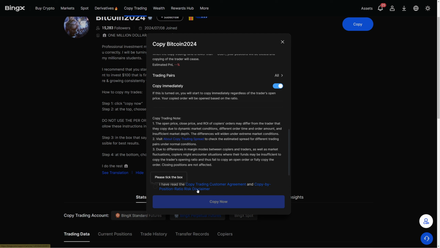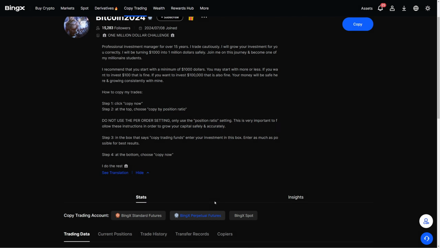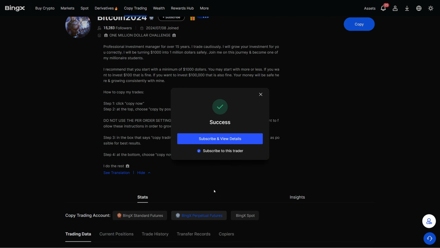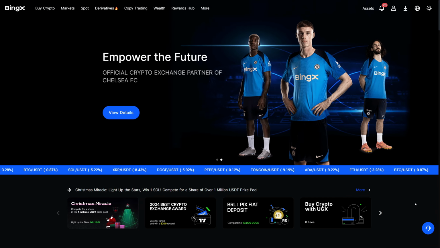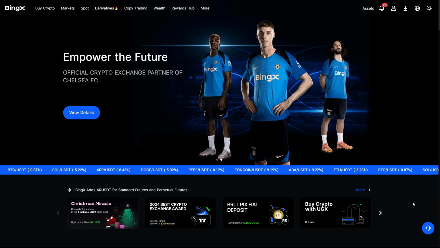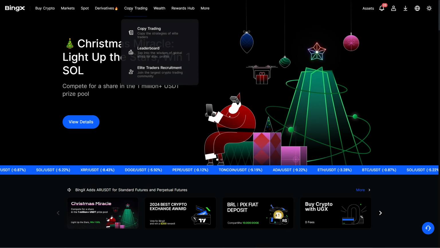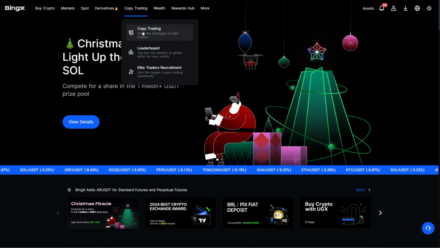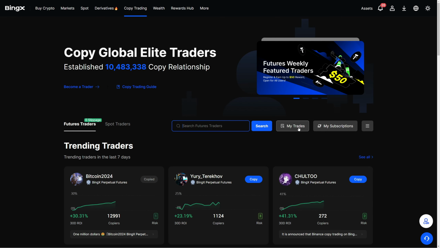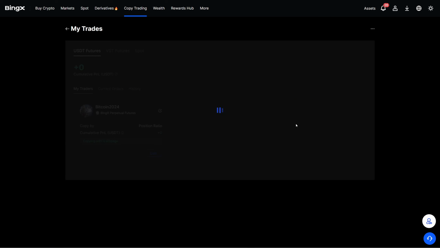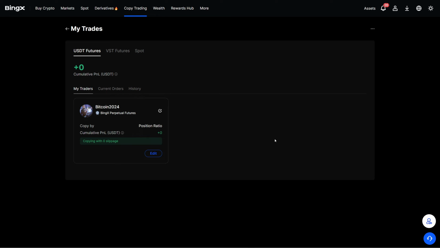Lastly, read these two disclaimers at the very bottom and then tick the box and click on copy now. Now we have successfully added a copy trade on this guy. If you want to make changes, see the statistics, or completely cancel the copy trading, go back to the copy trading dashboard in the left section at the top, then click on copy trading. And now here on the right side, you can see my trades. Click on my trades, and now you can see all of the available traders if you copied multiple traders.